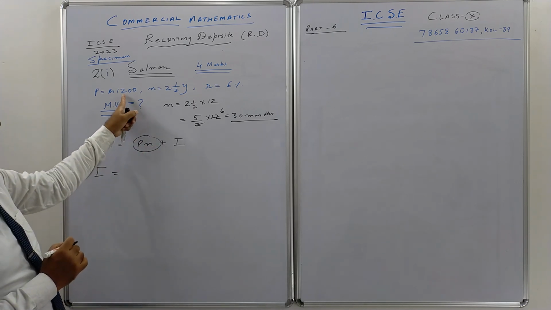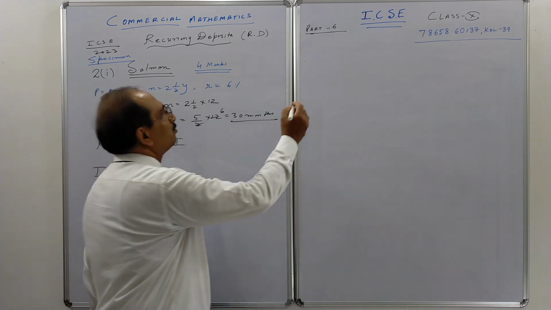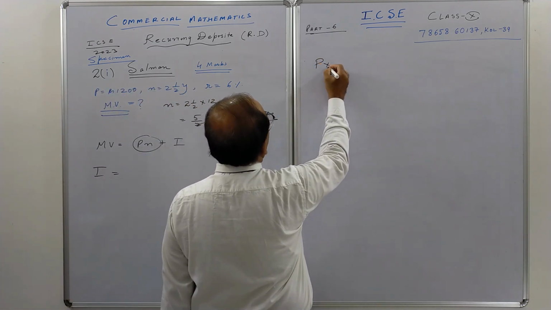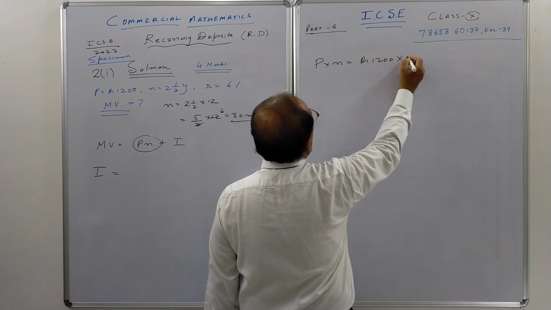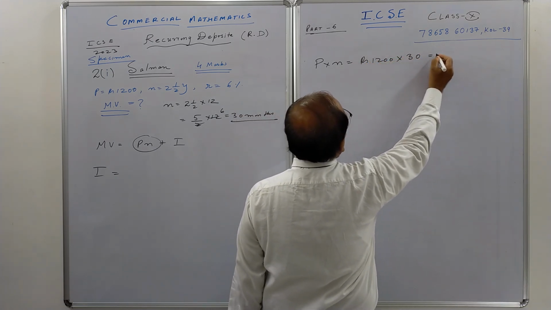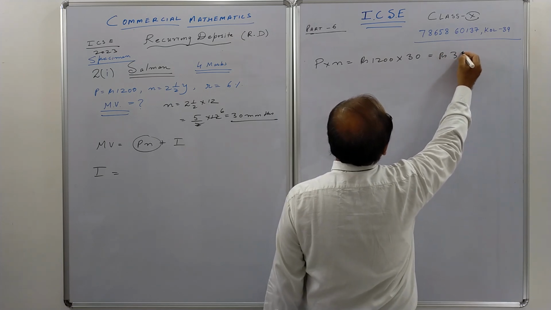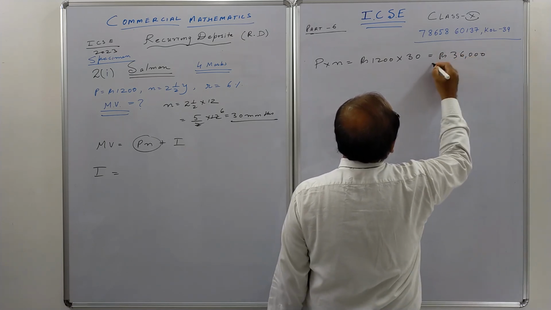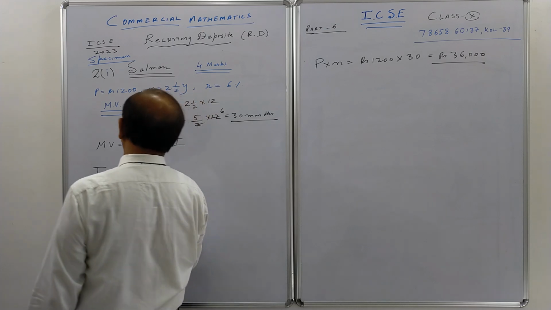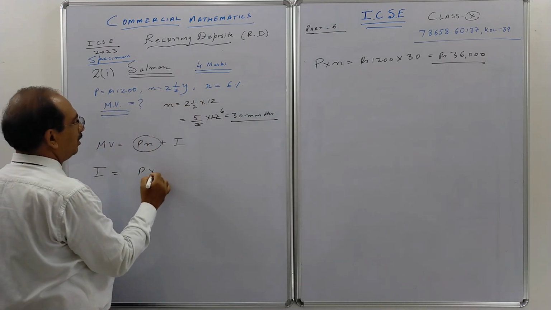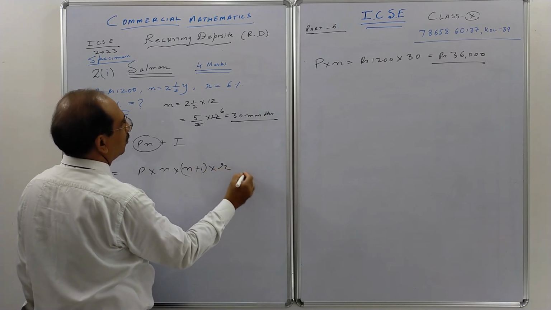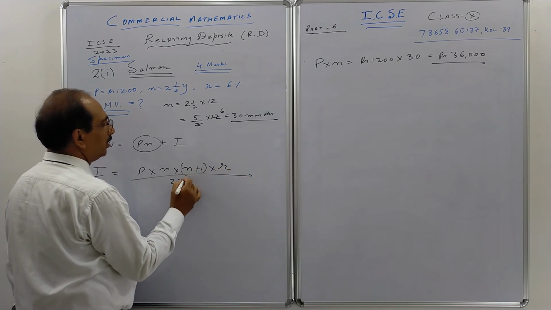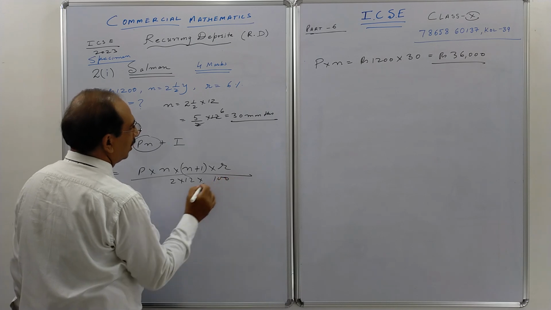Pn is 1200, children, he deposits for 30 months. So he gets his own money, 36,000. So let us see how much interest the bank pays. So P into R by 2 into 12 into 100, please write the formula nicely.